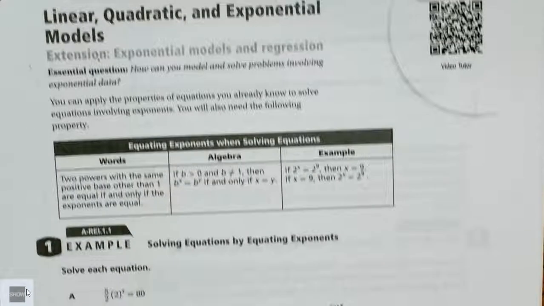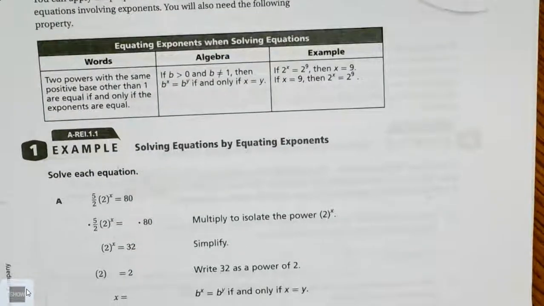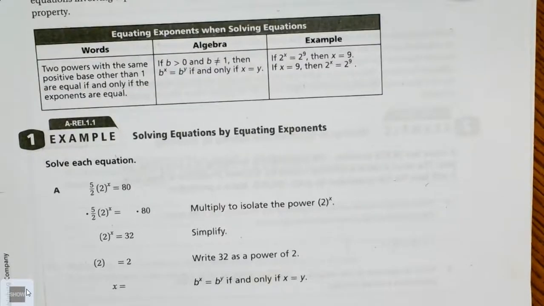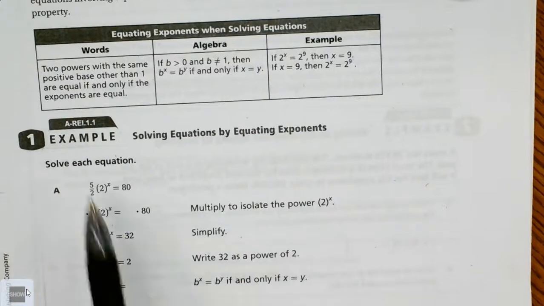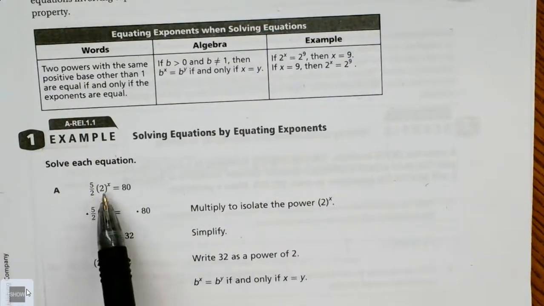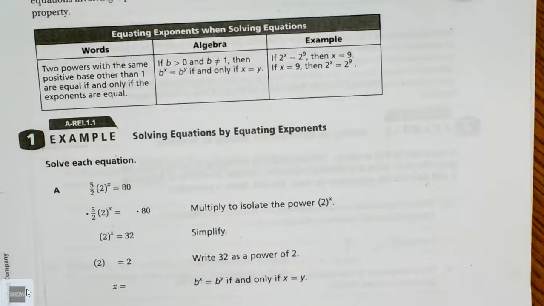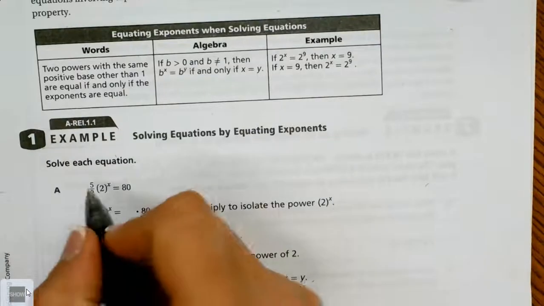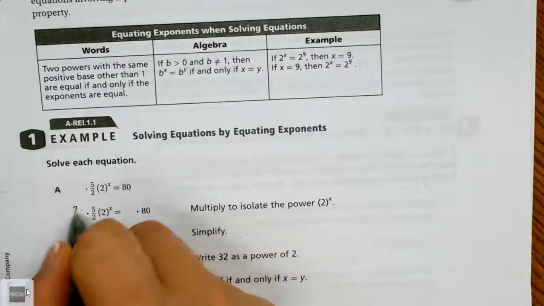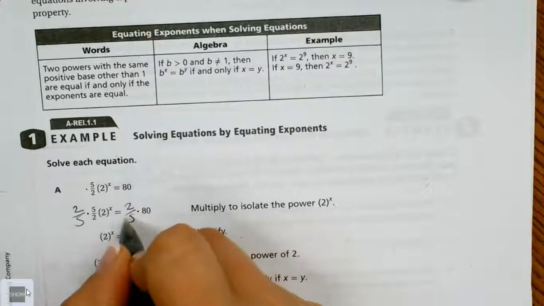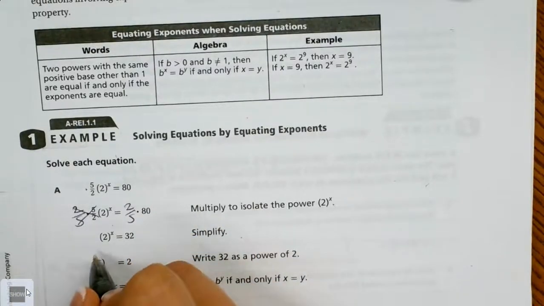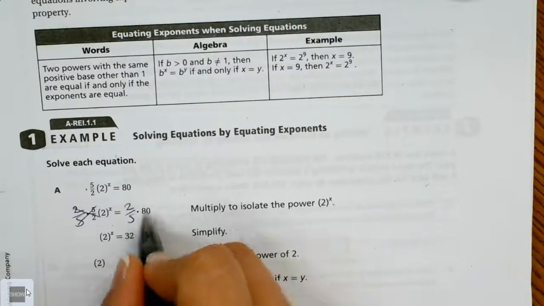Okay? So, let's solve these equations. Solve each equation: 5 halves times 2 to the x equals 80. The first thing that we're going to do is multiply by 2/5 on both sides to get rid of the 5 halves. So we're left with 2 to the x equals 2/5 times 80, which is 32.